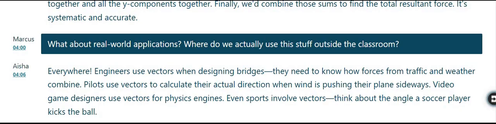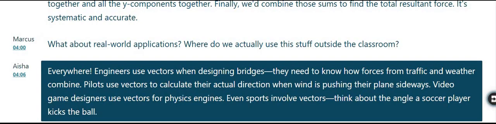What about real-world applications? Where do we actually use this stuff outside the classroom? Everywhere. Engineers use vectors when designing bridges. They need to know how forces from traffic and weather combine. Pilots use vectors to calculate their actual direction when wind is pushing their plane sideways. Video game designers use vectors for physics engines. Even sports involve vectors. Think about the angle a soccer player kicks the ball.